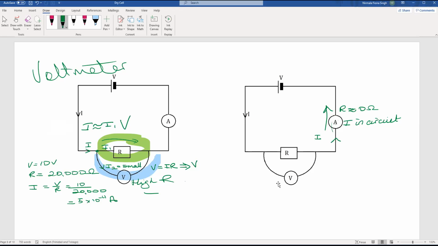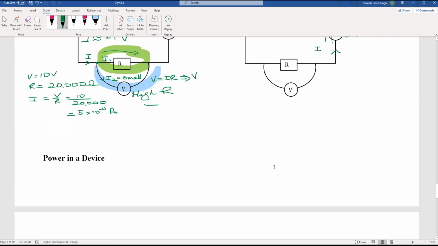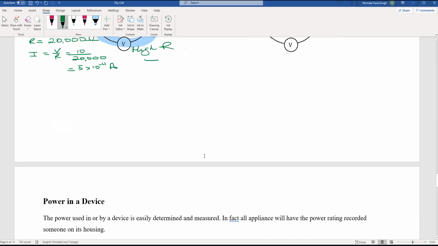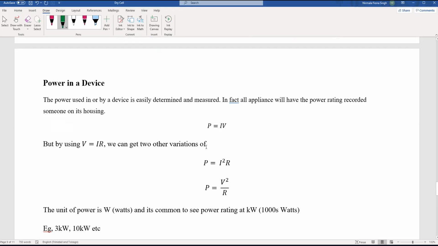Always remember that, guys. All right, so moving on, power in a device. And this is going to wrap us up for the day. The power used in or by a device is easily determined and measured. In fact, all appliances will have their power rating recorded somewhere on their housing. And how do we work out power?